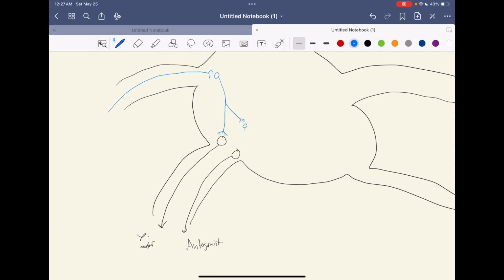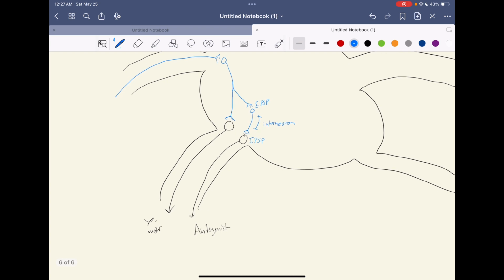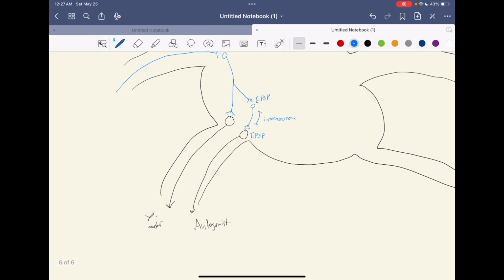And then this small neuron here, this is called an interneuron. And that interneuron will synapse here. So this one was an EPSP, and this will be an IPSP synapse. And that will cause the antagonist muscle to not work, which is good because it will rip your tendon, it'll rip your bone right off. It'll cause a lot of damage to you, which is not good.